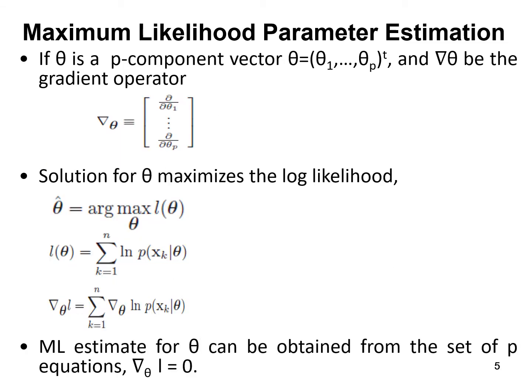If theta is a p-component vector, then theta equals theta 1 to theta p transpose, and let del theta be the gradient operator, given by dou by dou theta 1 to dou by dou theta p. The solution for theta will be maximizing the log likelihood. That is what is given in the first equation. Then the L of theta equation is also given. Here the product term has been changed to a summation because of the logarithm. Then the gradient of L of theta is also given. The ML estimate for theta can be obtained from the set of p equations: del theta of L of theta equals 0.